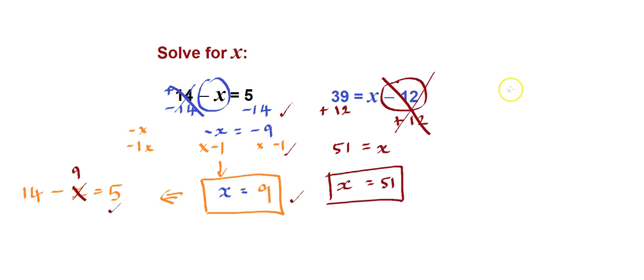So I just have to substitute, so 39 equals, right, x minus 12, which was the original equation. I substitute in my value for x, which is 51. 51 minus 12 is 39, so that's correct. This must be correct, and this must be correct. I'm correct all the way around.